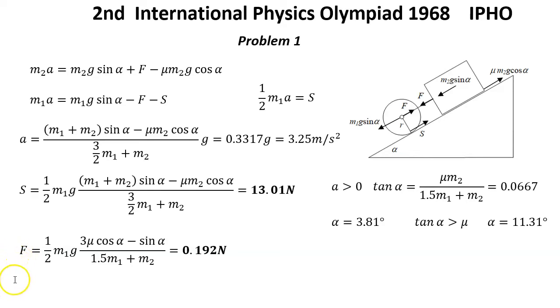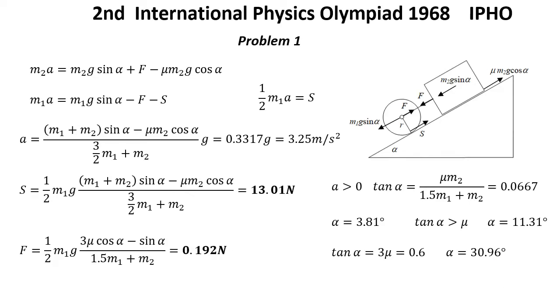equal 0. It means that tangent alpha equal 3 mu or 0.6, and the critical angle is 30.96 degrees, which is slightly greater than our original angle of 30 degrees. So after this critical angle, they will move separately.